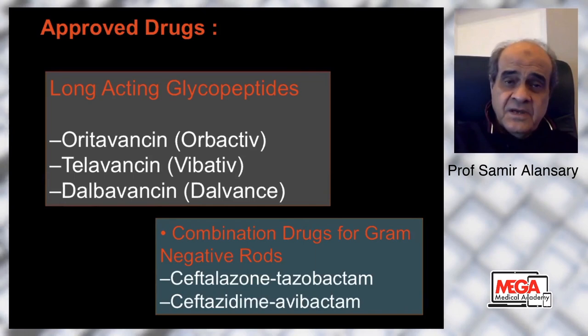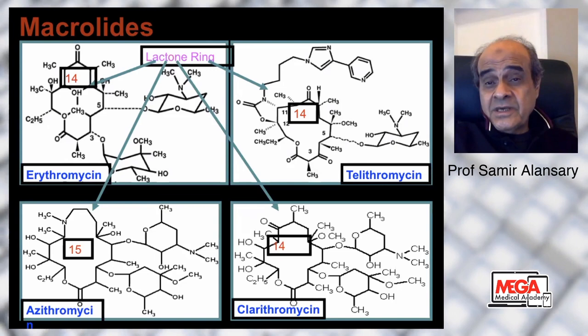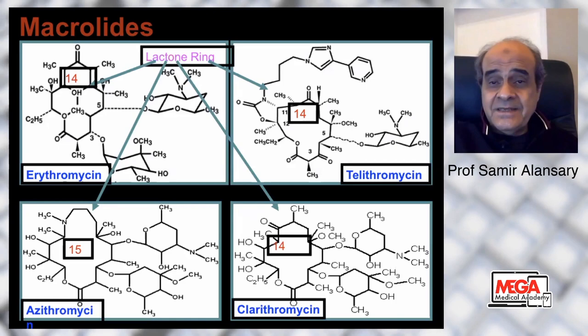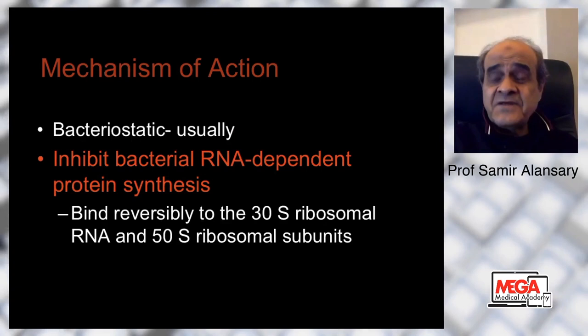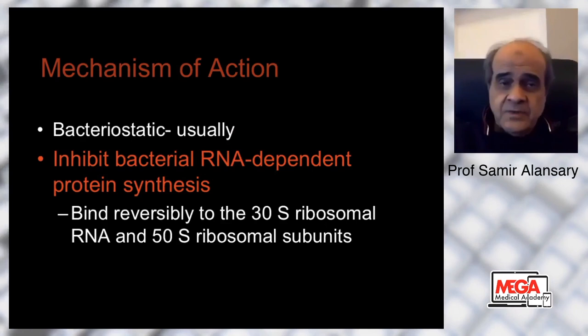If we shift now to speak about macrolides, which are characterized by a common ring, the lactone ring, such as erythromycin, telithromycin, azithromycin, and clarithromycin. These drugs are very effective, especially against atypical organisms like chlamydia and legionella, and so on, and atypical pneumonia.